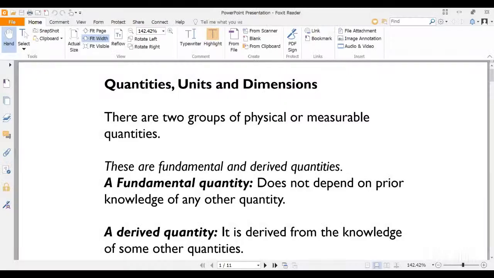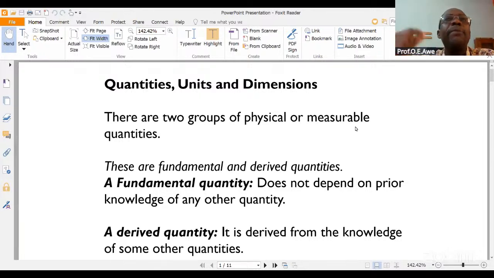A fundamental quantity, we have a derived quantity. As the name indicates, derived. When you say something is derived, that means it's obtained from something else. So a derived quantity is obtained from a fundamental quantity, and maybe two or more fundamental quantities, or just one fundamental quantity, giving rise to that derived quantity.